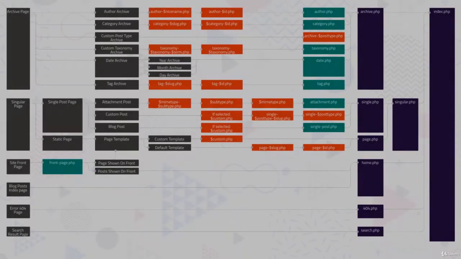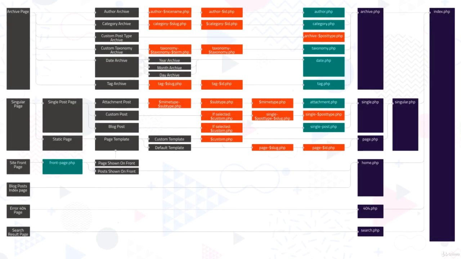So this diagram summarizes the template hierarchy and file names for WordPress. So whenever you want to know a file name for a certain page you want to display, or you want to know which template has a higher priority in the hierarchy, you could always refer to this diagram. And I will put a link to it in the lecture links.